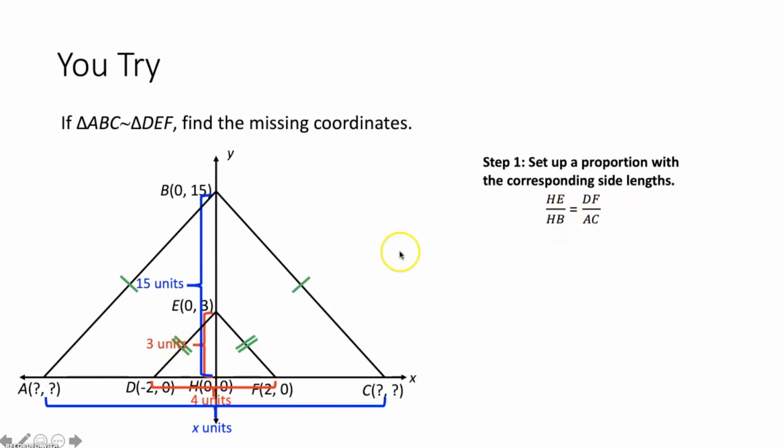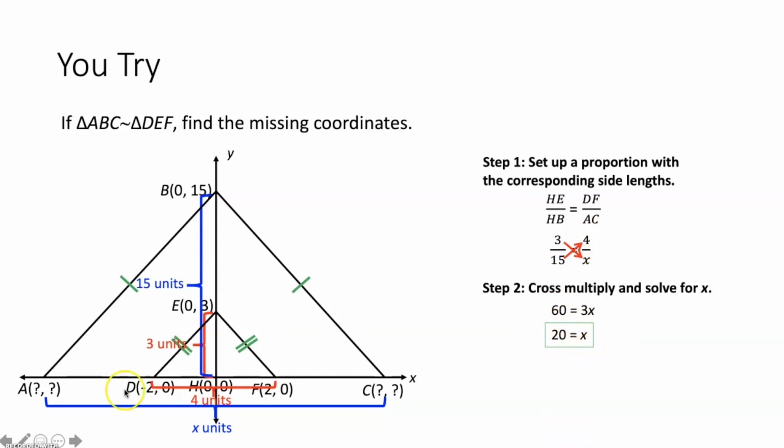Now all we have to do is plug in those given measures to our proportion over here. Since the measure of segment HE is 3 units, that goes in there. The measure of segment HB is 15 units, that goes in there. The measure of segment DF is 4 units, that goes in there. The measure of segment AC is x, that goes in there. Now we have a proportion that we can solve, and we know how to solve proportions. We use the cross product property. Cross product property says we multiply across, set the two products equal to each other, and we can solve for x. So 3 times x is equal to 4 times 15. We then solve for x by dividing both sides by 3. We get x is equal to 20.